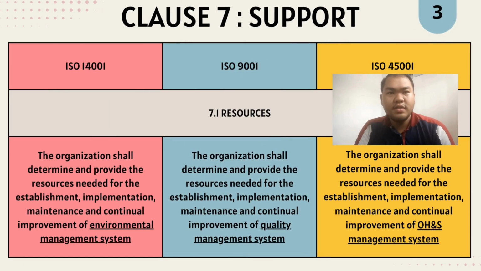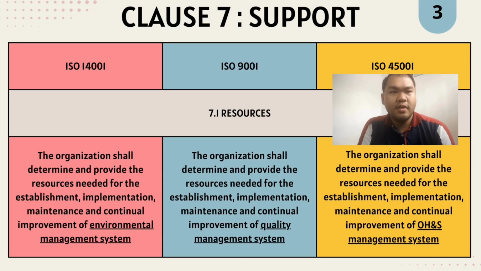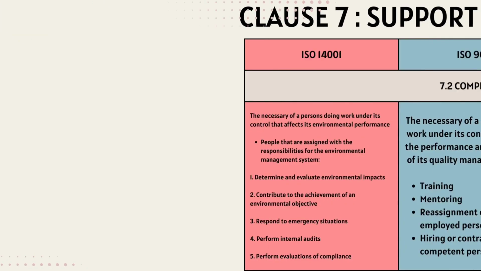Now I will talk about Clause 7 Support, 7.1 Resources, for ISO 14001, ISO 9001, and ISO 45001. All these three ISO have similarities, which are that the organisation shall determine and provide the resources needed for the establishment, implementation, maintenance, and continual improvement. However, the differences are: ISO 14001 is focused on the environmental management system. ISO 9001 focuses on the quality management system. And ISO 45001 focuses on OH&S. Next is 7.2 Competence.